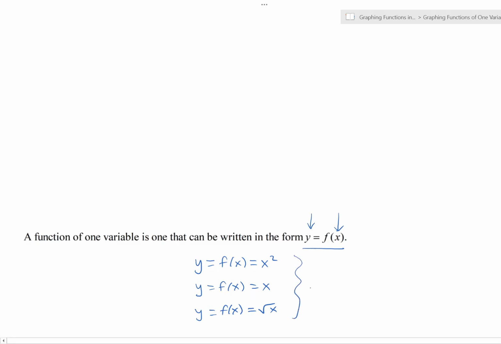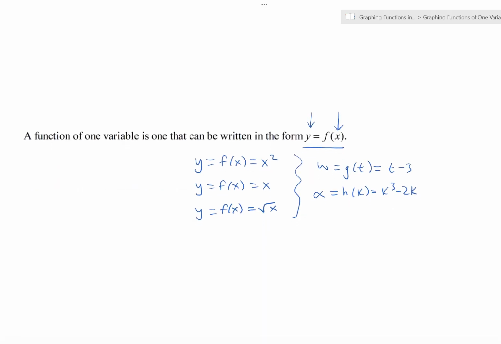You can make other things up. w equals g of t equals t minus 3, one input t, a single variable or one variable function. Or even alpha equals h of k equals k cubed minus 2k. All of these are examples of a one variable function or a single variable function. One input, one output. That's what we're going to focus on graphing right now. Functions like this.